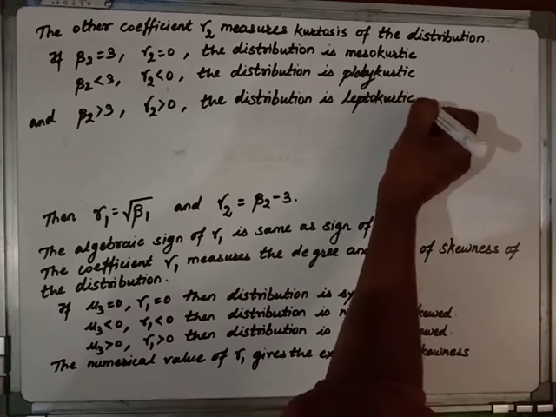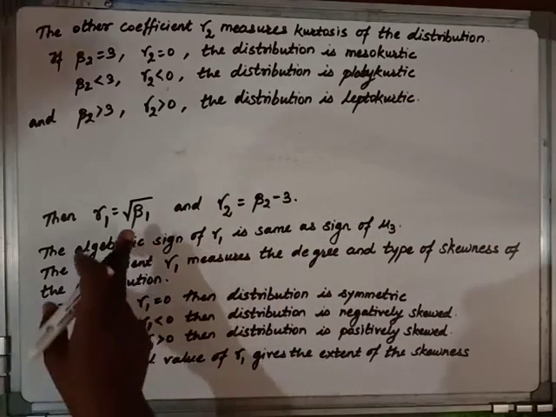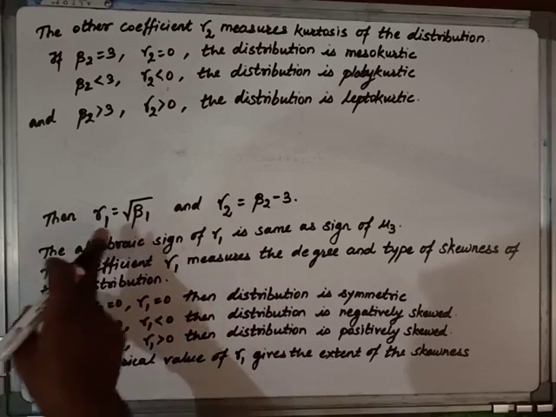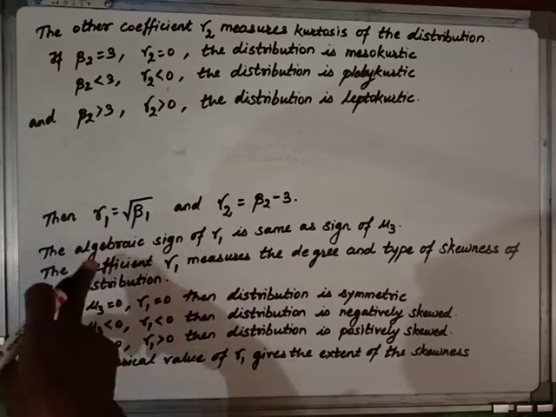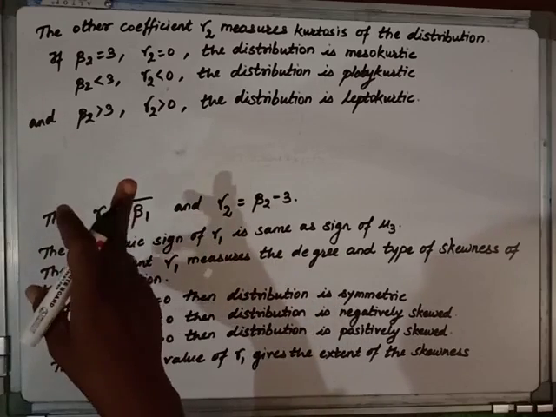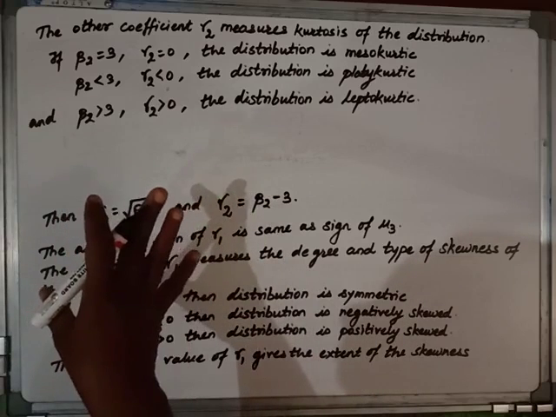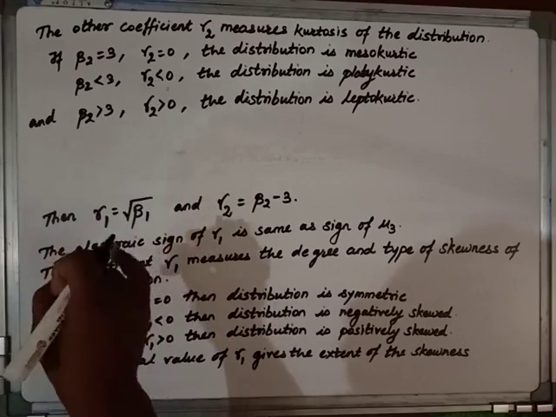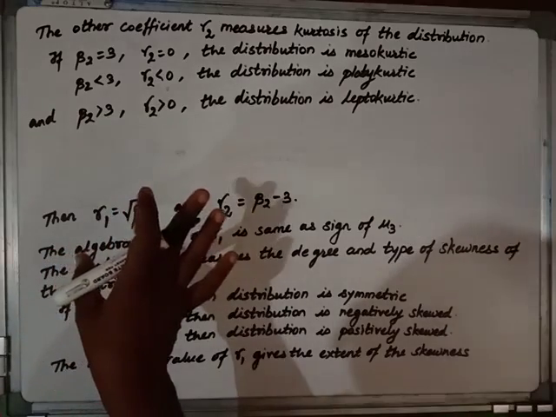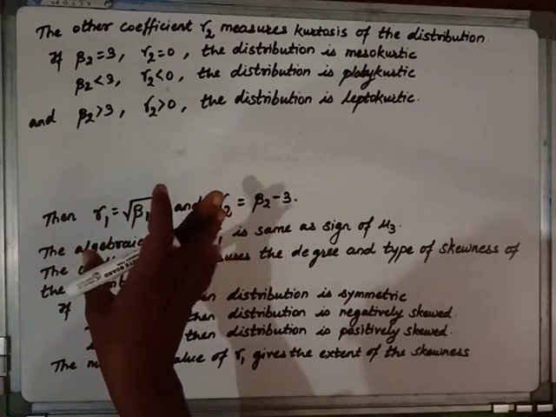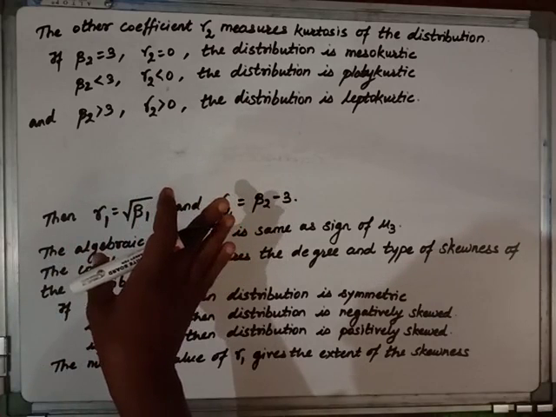So first of all we have to find beta 1, beta 2 using central moments, and then gamma 1, gamma 2 to check the skewness and the kurtosis of which kind. So using simply the central moments we can easily say about the kurtosis as well as the skewness here.